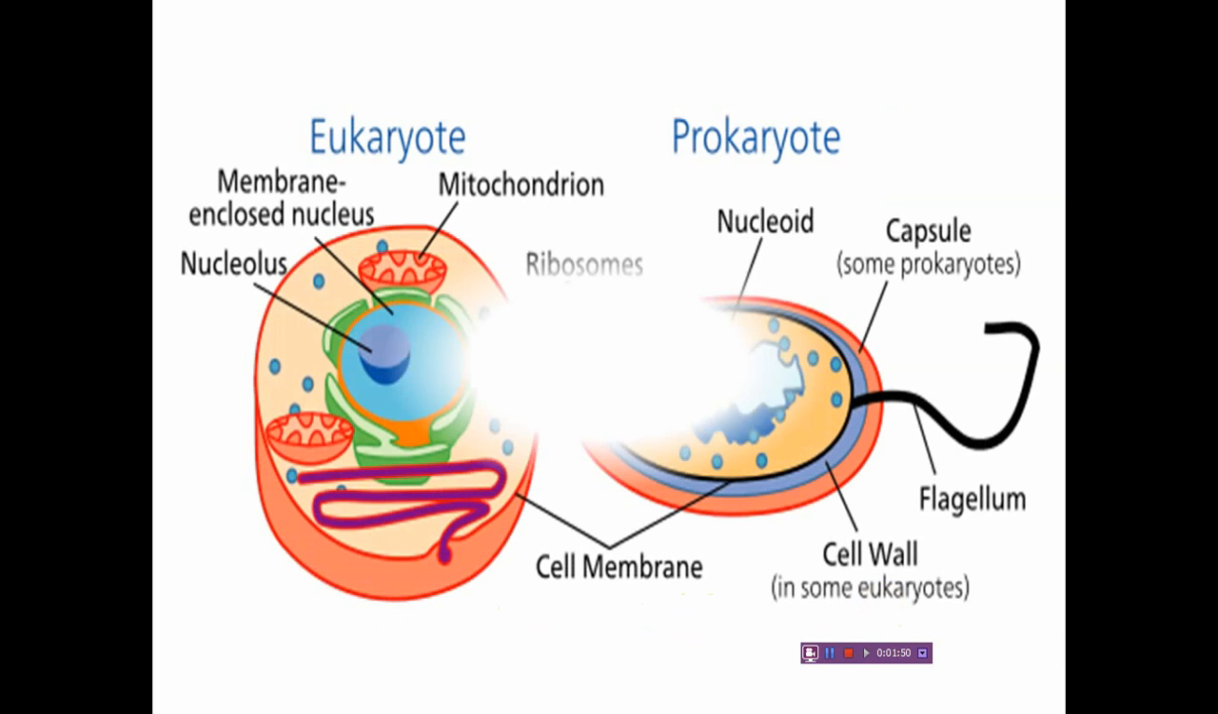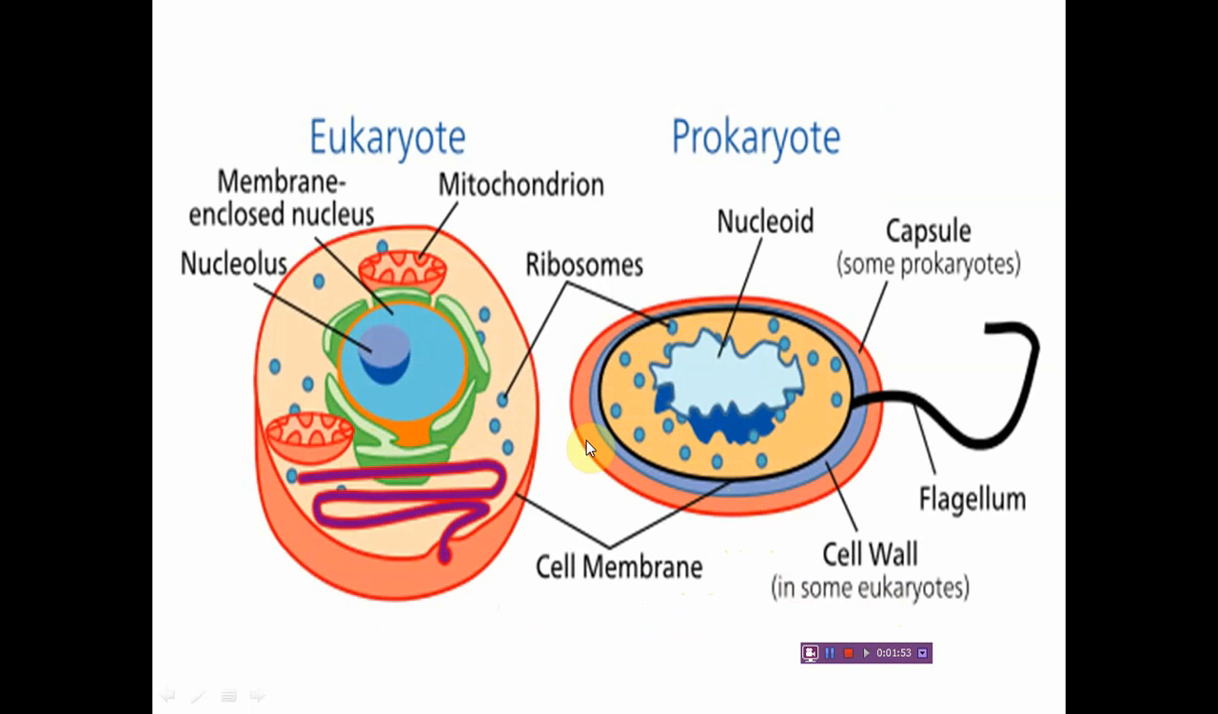So here you can see the two diagrams. The diagram on the right is of a typical prokaryotic cell, a bacterial cell. The diagram on the left is of a eukaryotic cell, a typical cell containing a nucleus. Here we have the nucleus, which is enclosed by a nuclear membrane. We have the nucleolus. We have some higher organelles like mitochondria, other membrane-bound organelles like endoplasmic reticulum, Golgi apparatus, some food vacuoles, lysosomes. All these things are present in eukaryotic cells.